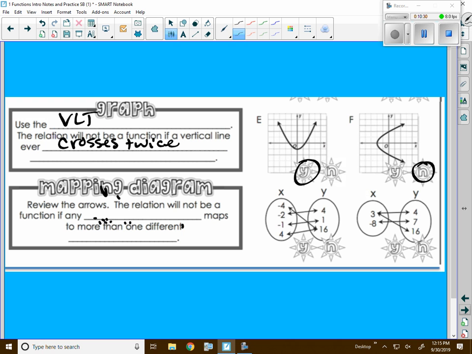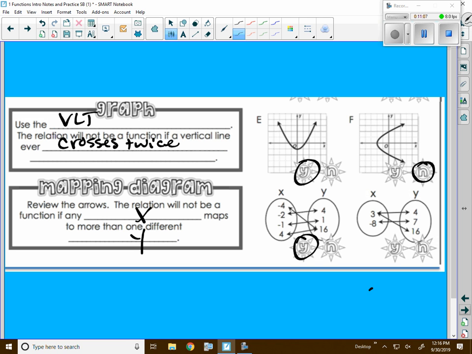And then the last one is a mapping diagram. X can't go to more than one line. These ones are kind of weird to look at, but if you look at this first one, do one of these numbers go to more than one of these numbers? No. -4 goes to 16, -2, -1. So that one's good. That one's a function. But if you look here, see how there's two arrows coming from the number 3? 3 goes to 16 and 4.